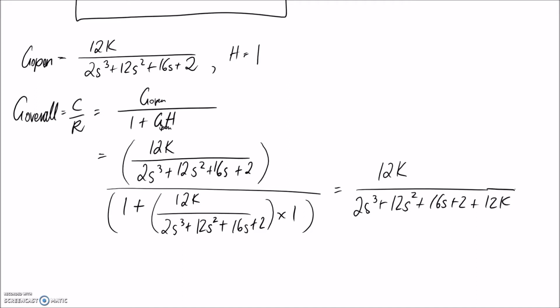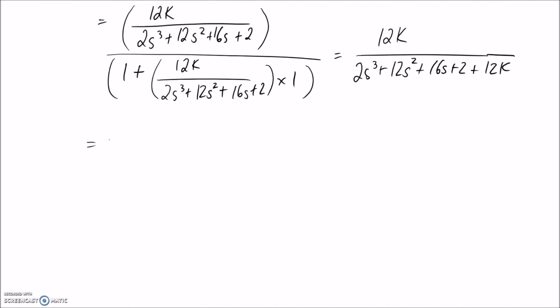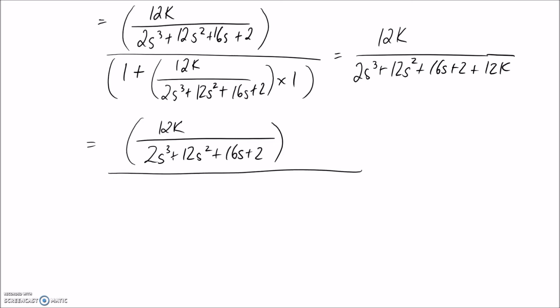Okay, so you can shortcut it in the future for unity feedback. We end up with the open transfer function with whatever's on the numerator ending up on the denominator as well. So let's go through and actually prove it. So the top line is going to remain the same. For the bottom line, what I want to do is make sure I have the same denominator for both terms. So that's going to mean I need to multiply this 1 by this on this.